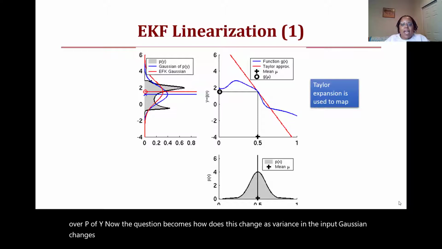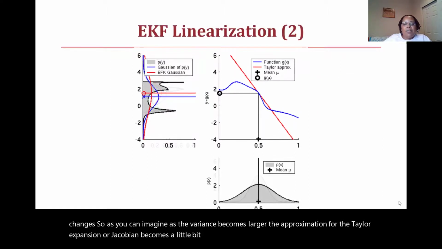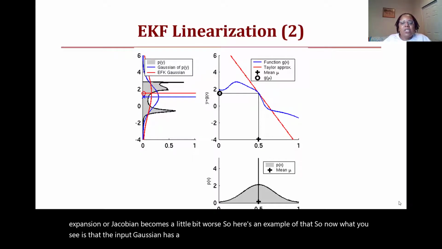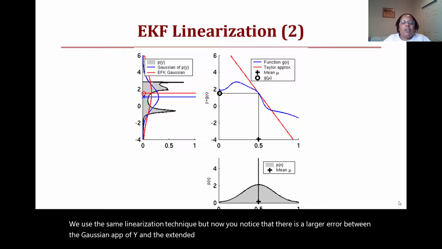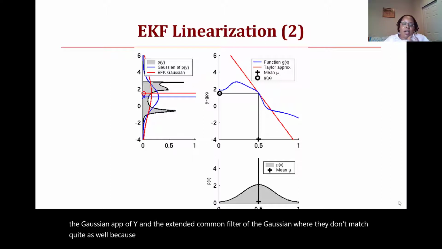As you can imagine, as the variance becomes larger, the approximation from the Taylor expansion or Jacobian becomes a little bit worse. So here's an example of that. Now what you see is that the input Gaussian has a bigger variance. We use the same linearization technique, but now you notice that there's a larger error between the Gaussian of P of Y and the extended Kalman filter Gaussian, where they don't match quite as well because there's a larger source of error as it varies more away from the linearization point, which we found at the mean.